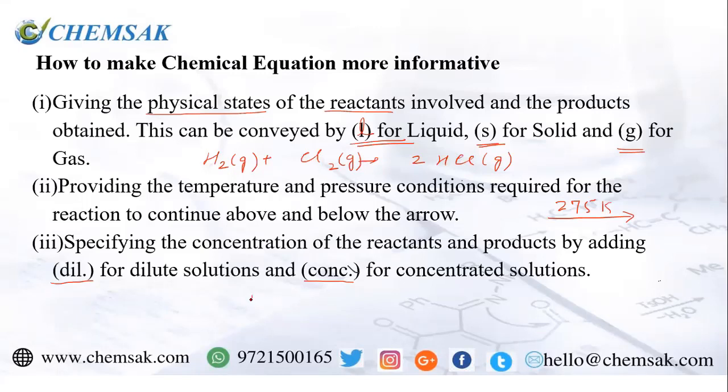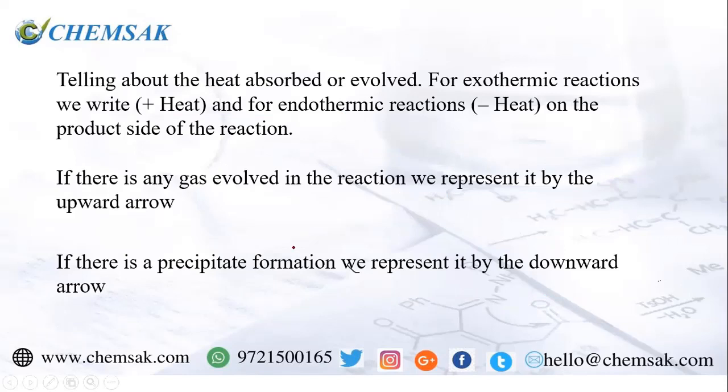Mean magnesium reacts with sulfuric acid, then we get MgSO4 and hydrogen. This is a simple reaction. In this case, you just write here diluted if you use dilute acid. If you want to show concentrated, then you can write concentrated. Okay. Then telling about heat absorbed and evolved.